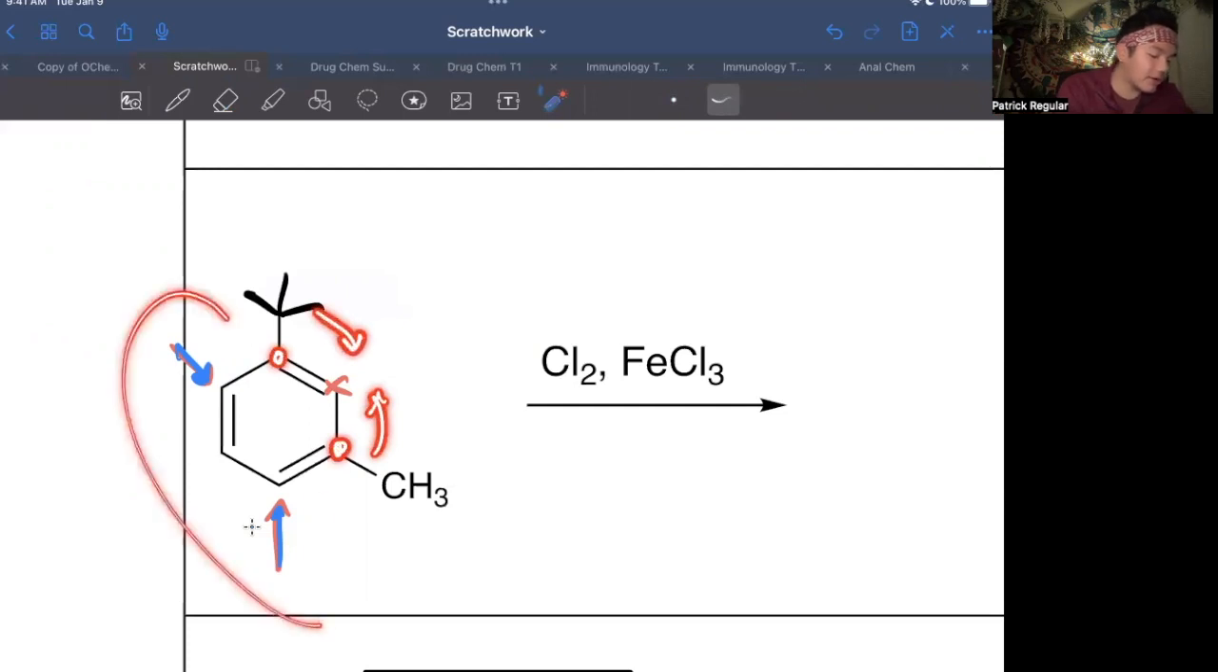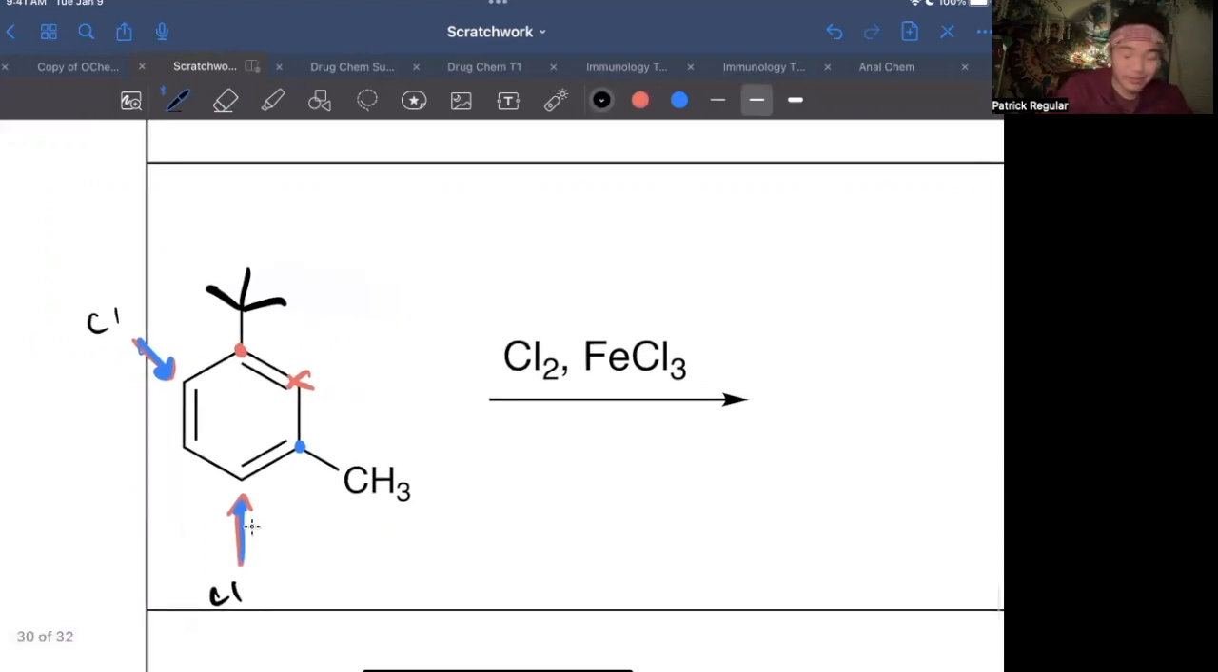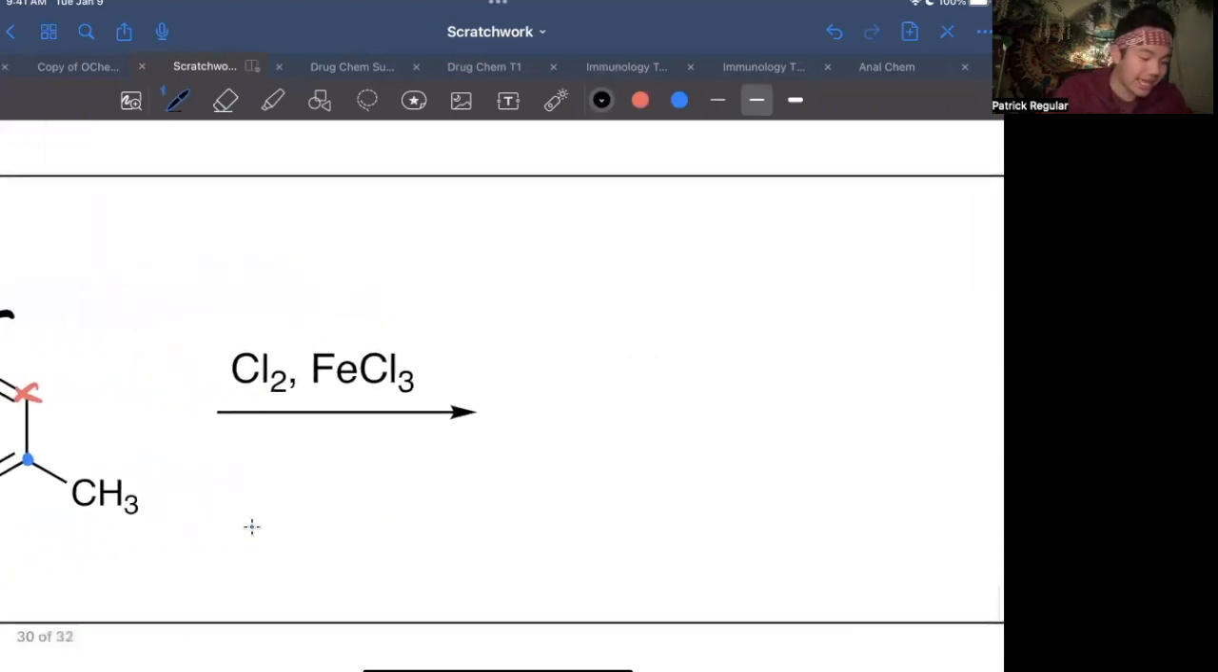And I would much rather react with the open spots right here. Okay. So now you know that chlorine will want to add to either of these spots. Where will it add? Well, let's look at steric hindrance. A tert-butyl group is extremely big, while a methyl group is just a methyl group. So where will we want to add?